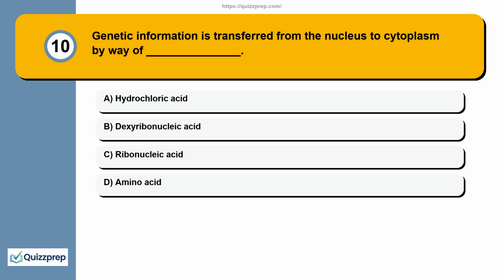Question 10. Genetic information is transferred from the nucleus to cytoplasm by way of blank. Hydrochloric acid, deoxyribonucleic acid, ribonucleic acid, amino acid.